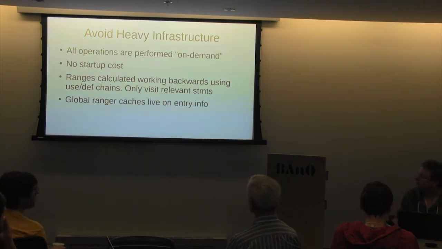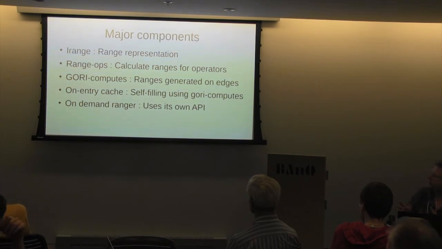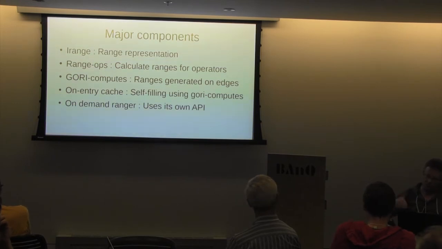So those were the goals. Now I'll talk a little bit about what we actually have. So the ranger here has five major components. There's the range representation, which we call irange. Originally, we created it so it just works on integers. We use wide ints. The idea was, especially if we're going to have a lot of subranges, if we're using trees, you convert to a wide int, do the operation, and convert back to a tree, and there'd be a lot of churn going to trees. So we decided to use a wide int.